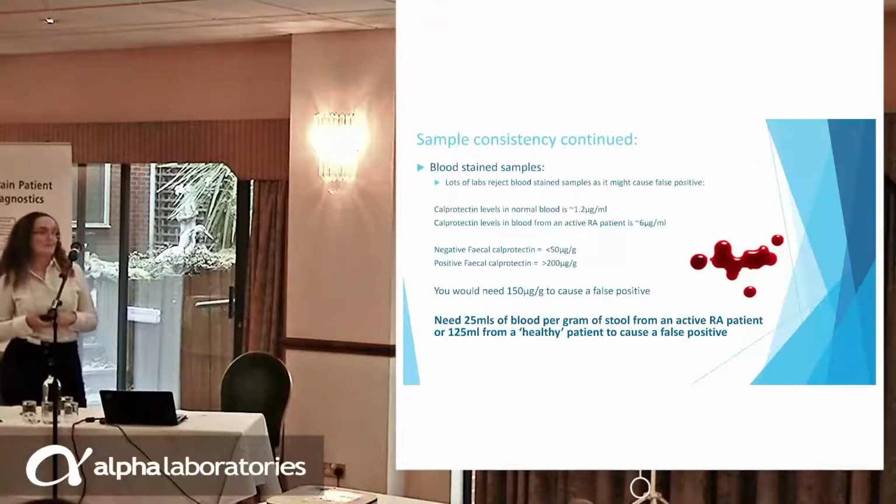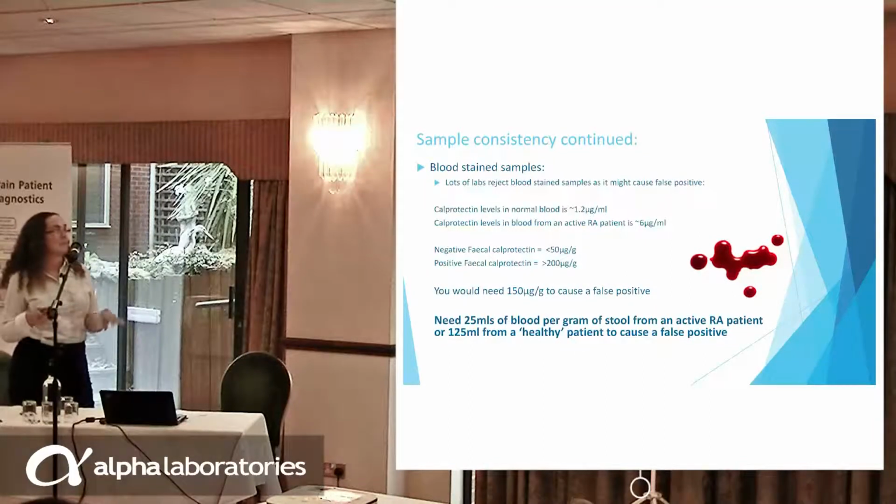Bloodstained samples. Now, I know that lots of labs will reject bloodstained samples because of the risk of the blood causing a false positive result. Now, calprotectin levels in normal blood is probably only around 1.2 micrograms per mil. The calprotectin level in an active rheumatoid arthritis patient is probably going to be on average around 6 micrograms per mil.